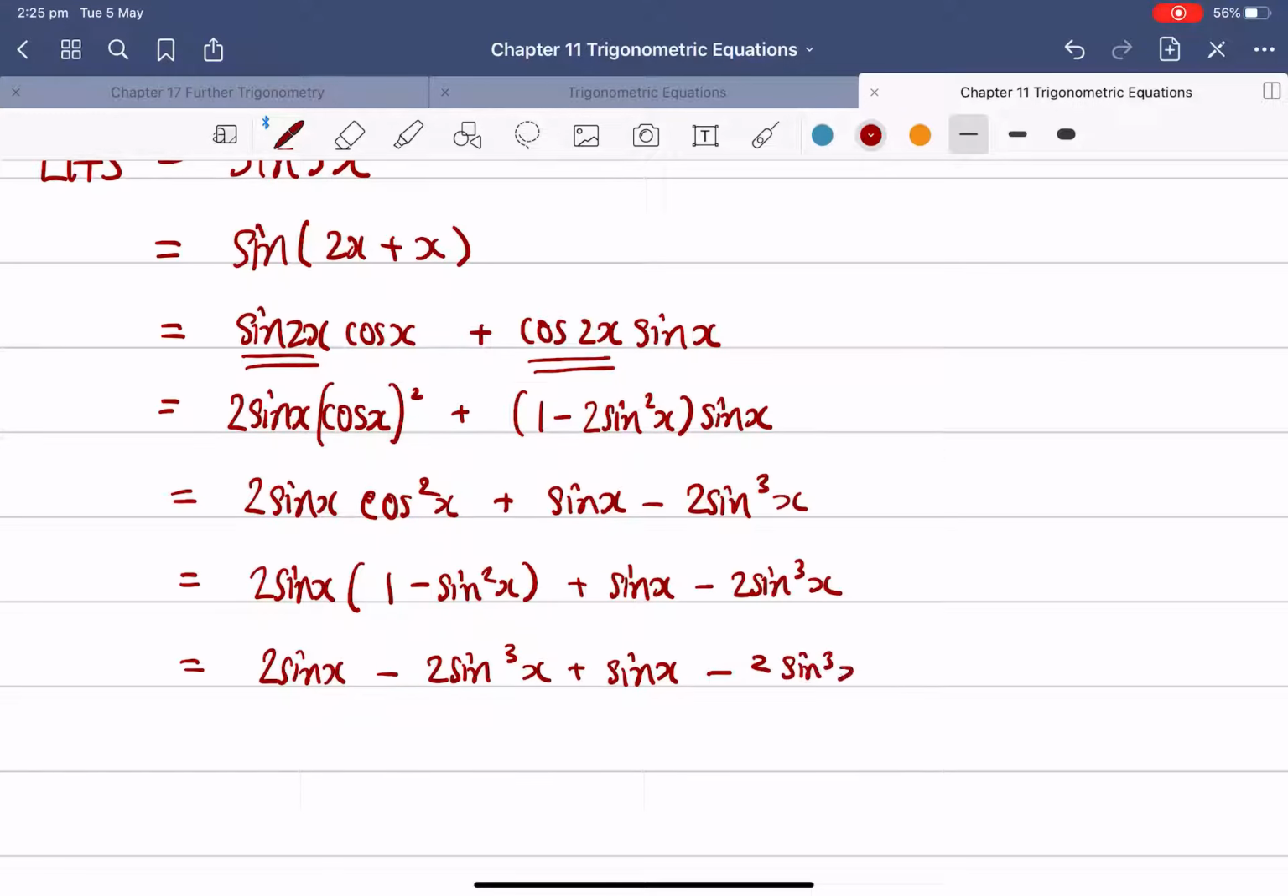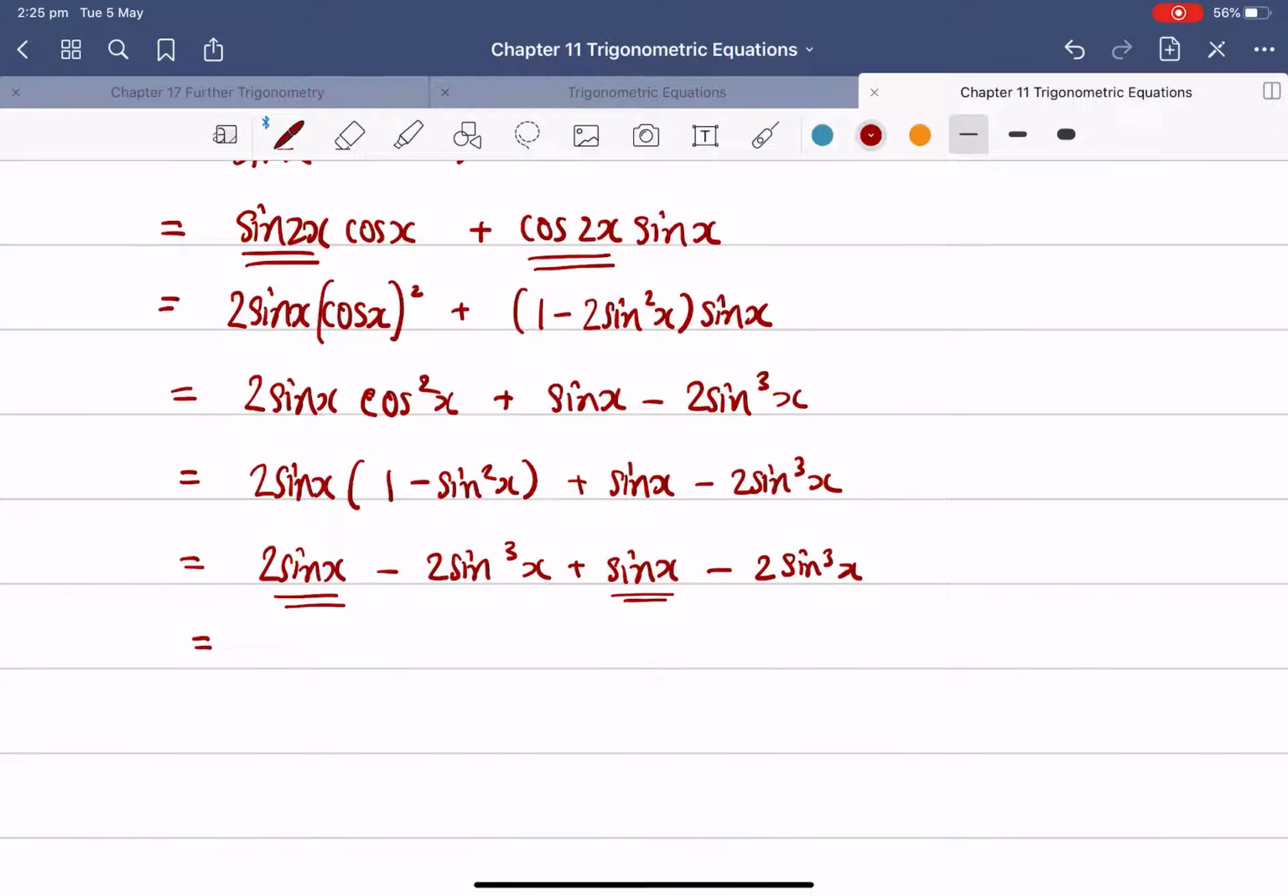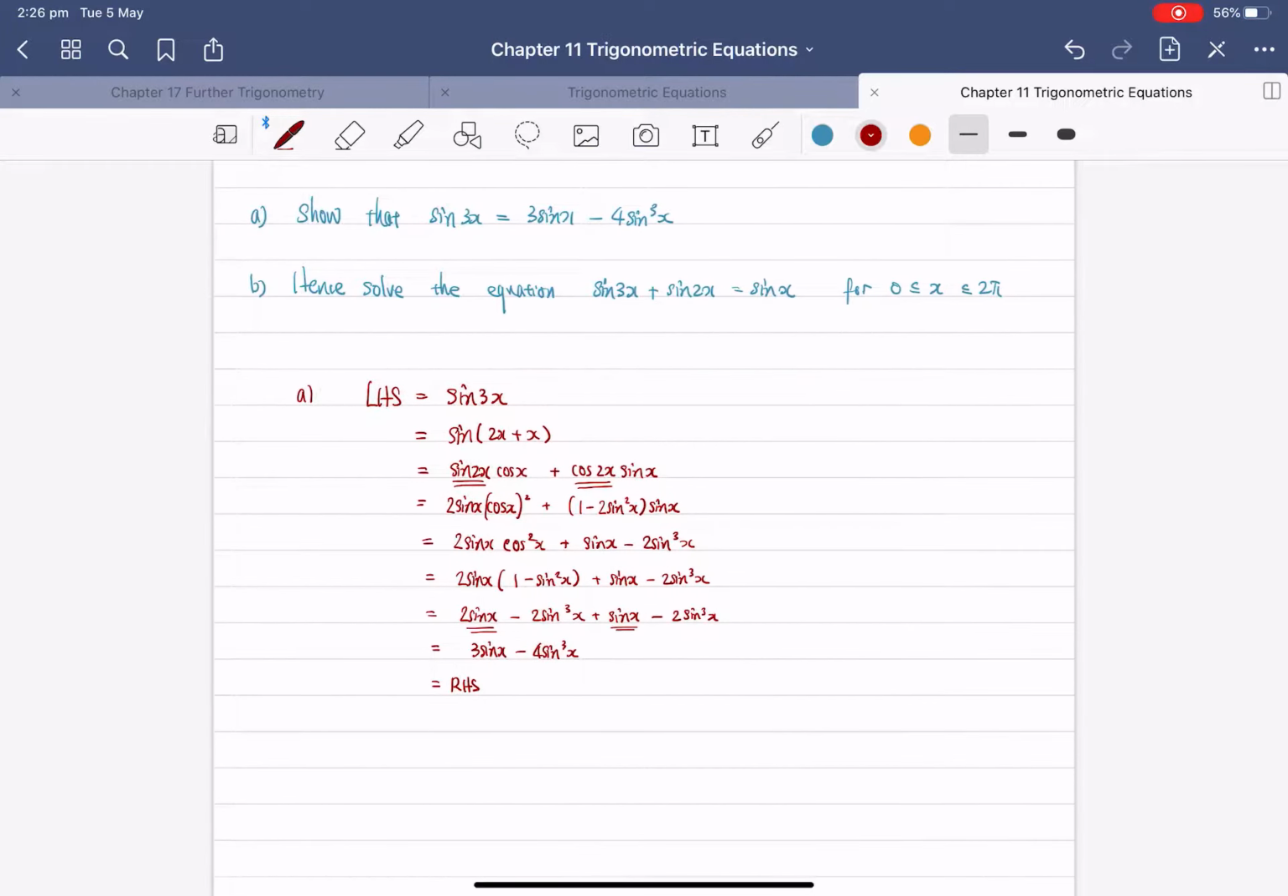And after you expand, you should be able to combine the like terms. So where are the like terms? Well, this negative 2 sine cubed x, that's another negative 2 sine cubed x. That's the same, and then these two are equal to each other. They are the same like terms, so that becomes 3 sine x minus 4 sine cubed x. And that is equal to the right-hand side. All right, proved. For the first question, done.